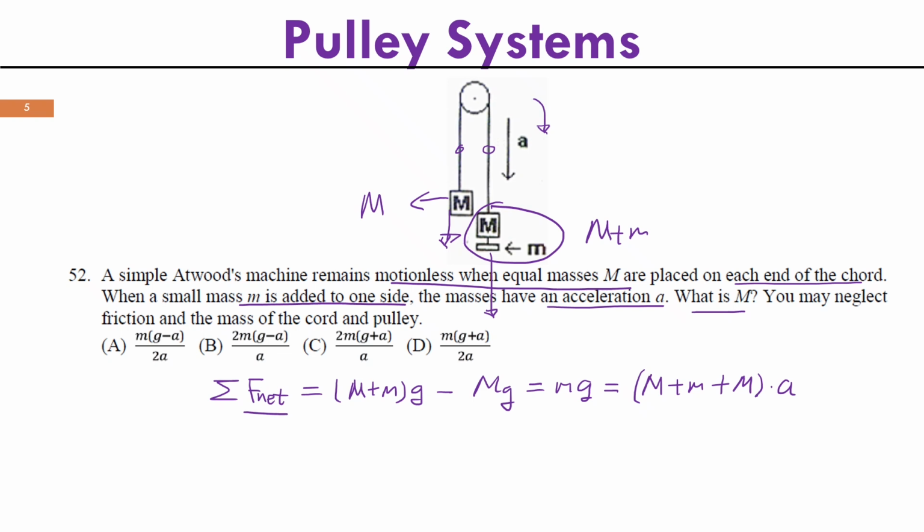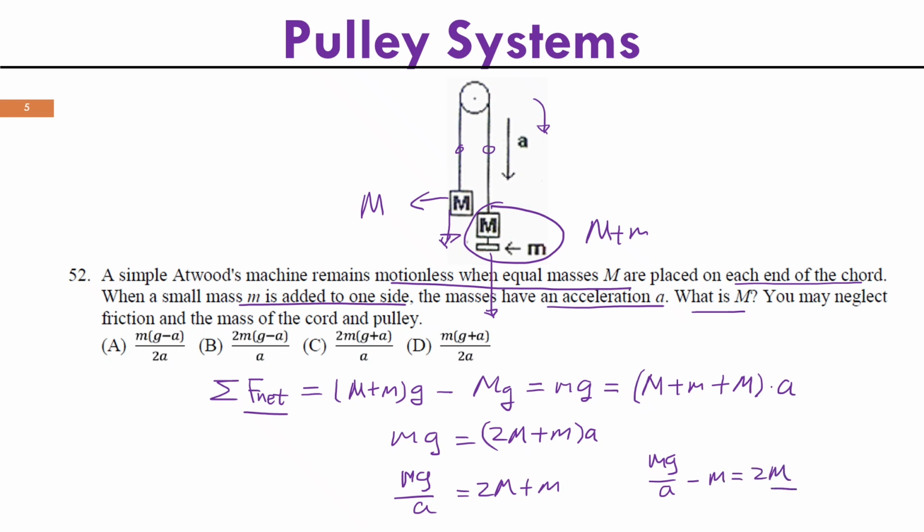So if I simplify this, what do I get? Basically mg equals (2 times big M plus small m) times a, right? So then mg divided by a equals 2M plus small m. So mg divided by a minus small m equals 2M. Then I can find my big M. So if you look at all the choices, A would give you the correct answer. So we solved this question very easily.